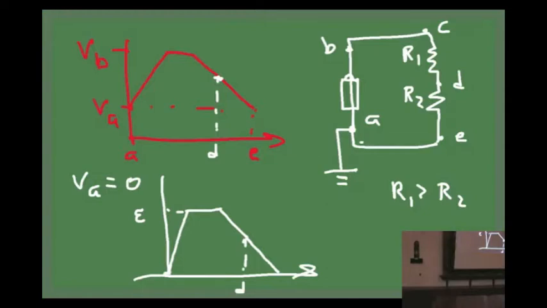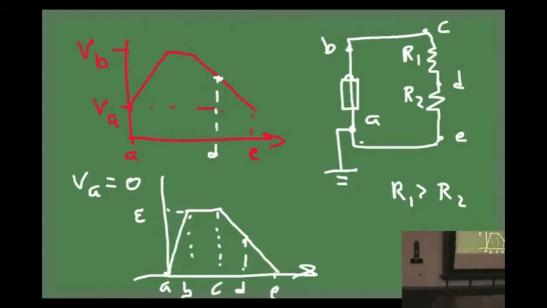So this point here is C, and this is E. This is B, and that's A. Let's talk about the things that won't change in that plot. What is not going to change? The potential at A and the potential at E must be the same, right? So the plot is going to have to go up, and then it's going to have to go down by the same amount, right? What else is not going to change? How high does the plot go?